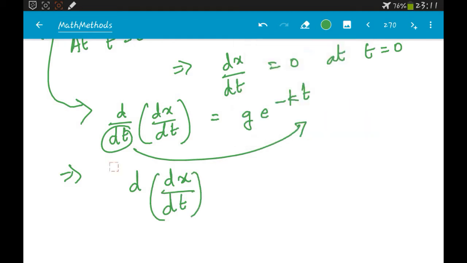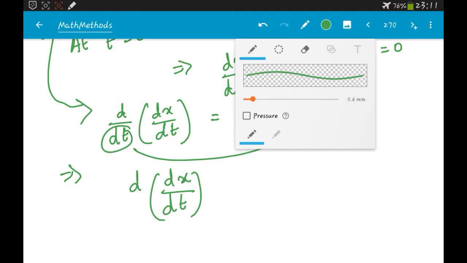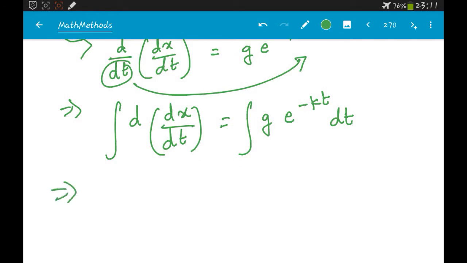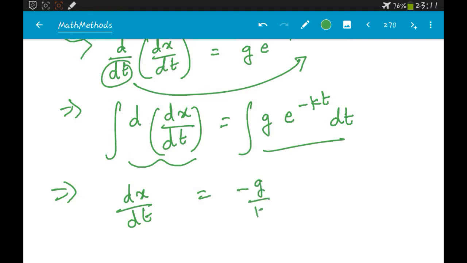So we'll look at the integration later, but let's write dv by dt is equal to g e power minus kt dt. Now what we can do is integrate both sides. On the left hand side, because we are integrating d of dx by dt, we are left with dx by dt, and on the right hand side we will integrate this. So we'll have minus g by k e power minus kt plus c1.